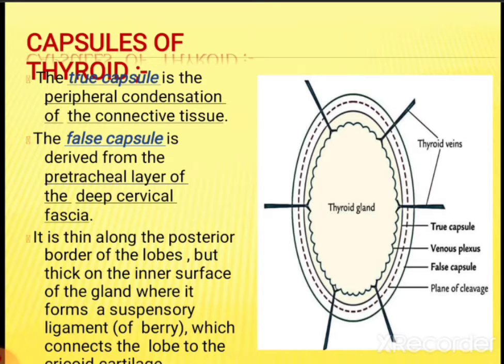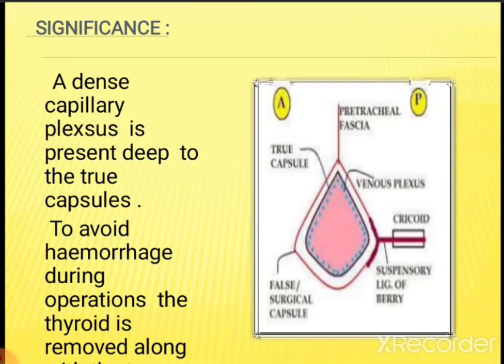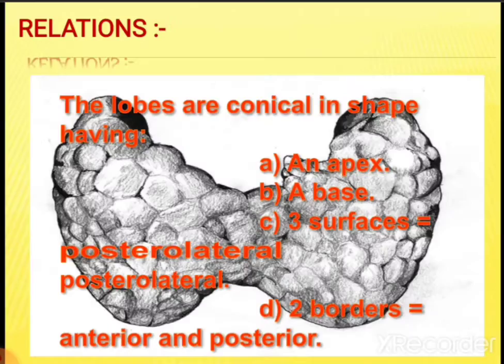It is thin along the posterior border of the lobes, but thick on the inner surfaces of the gland, where it forms the suspensory ligament of Berry, which connects the lobe to the cricoid cartilage. The clinical significance of this capsule is that a deep, dense capillary plexus is present deep to the true capsule. So to avoid hemorrhage during thyroidectomy, that is removal of the thyroid gland, it is removed along with the false capsule.